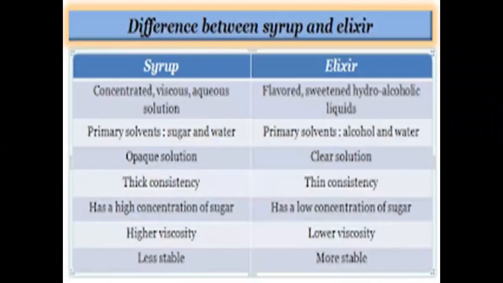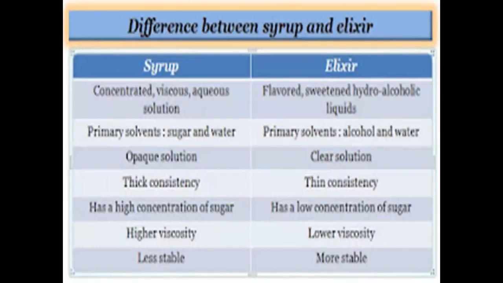The next point is the difference between syrup and elixir. Syrup is a concentrated, viscous and aqueous solution, as compared to elixir, which is flavored, sweetened and hydroalcoholic. The first point is the definition. Is the sound audible to all? Yes, ma'am. If you do not understand the difference or the screen is not clearly visible, then zoom in or write it down in your notebook. First point is definition. Syrup is a concentrated, viscous and aqueous solution, while elixir is a flavored, sweetened and hydroalcoholic liquid.